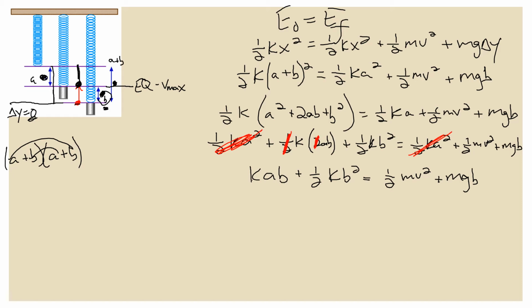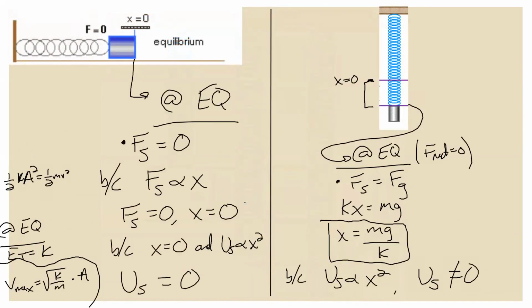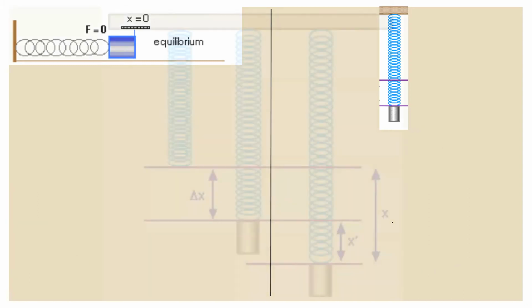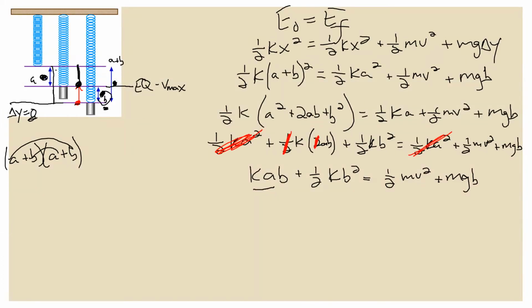Because this ka term here is actually relevant. Going back to the previous slides, we said the equilibrium condition is that kx, when the thing is at its equilibrium position, is equal to mg. Notice the x, when this thing is at its equilibrium position, is this distance a. So if we apply kx equals mg and fit it specifically to this situation, that means ka is equal to mg. And so I'm going to take my ka and substitute in mg.